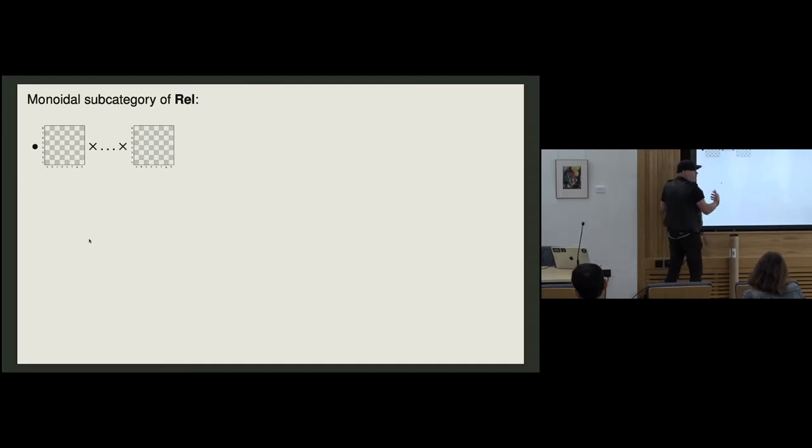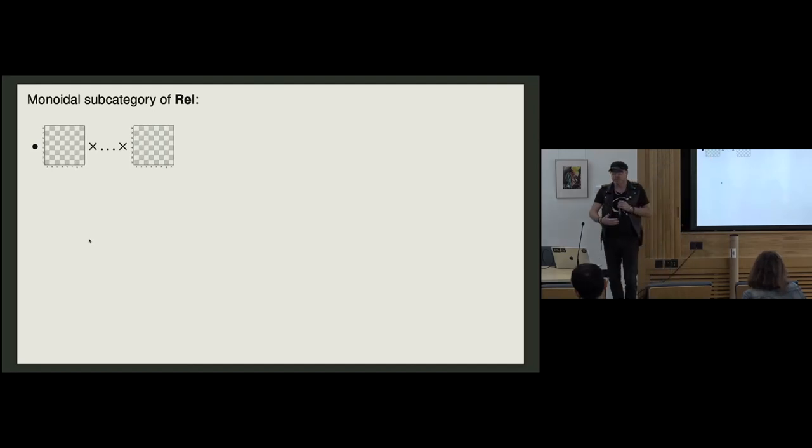We made it very easy for ourselves. As a model, we took a monoidal subcategory of the category of sets and relations. And then the set would just be the space. And if you've got many agents, this is an important thing: for each agent, you need a copy of the space. Each agent has his own copy of the space, where they are.